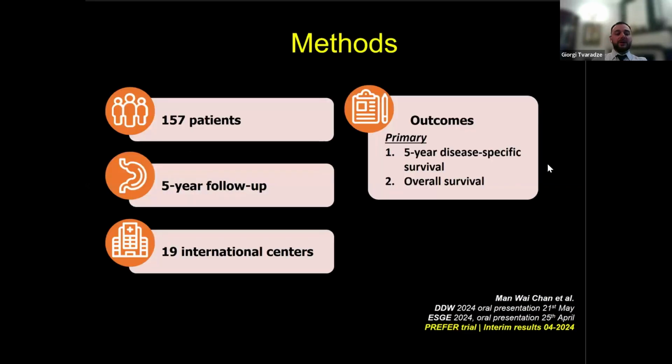In this study there are 19 international centers. Also, we are part of this study. It includes 157 patients, and we follow up these patients for 5 years. The primary outcome is 5-year disease-specific survival and overall survival.